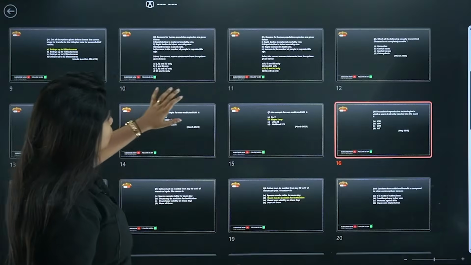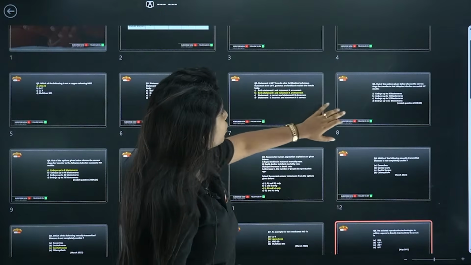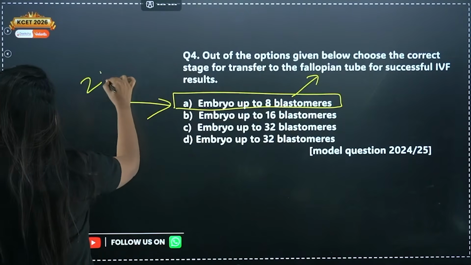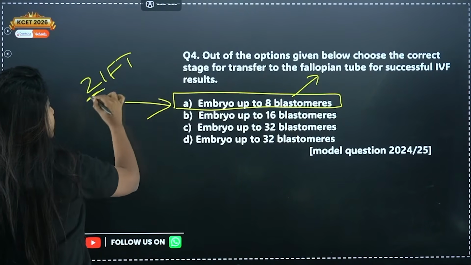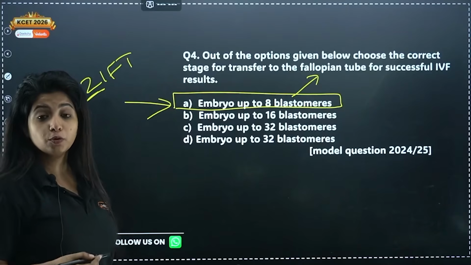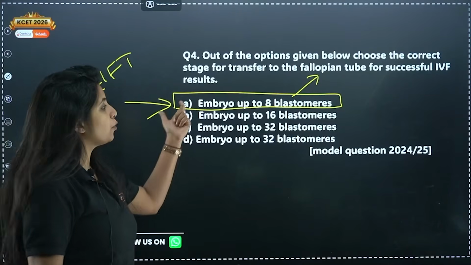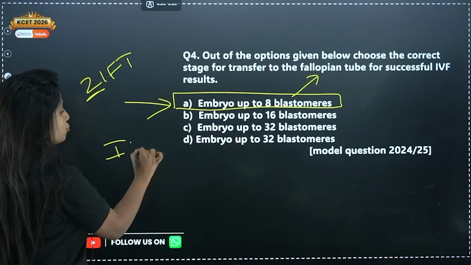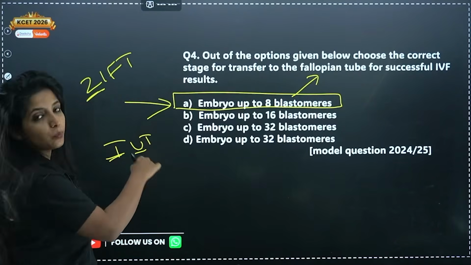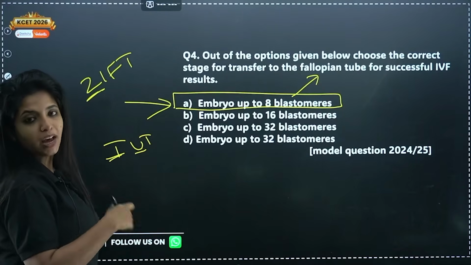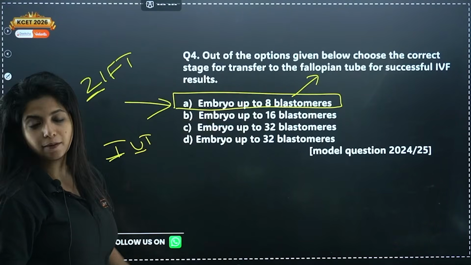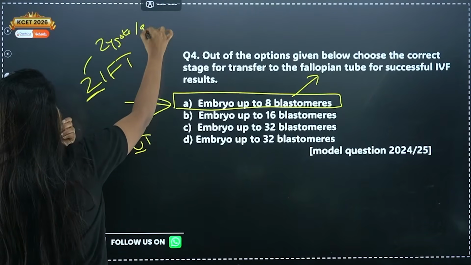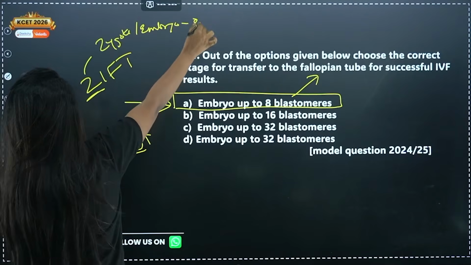So over here we discussed a question where the embryo is put inside the fallopian tube. This is an example of ZIFT, zygote intrafallopian transfer. Inside the fallopian tube, you're transferring the zygote, or it can be an embryo up to 8 blastomere stage. If it's more than 8 blastomere stage, then you do intrauterine transfer. Inside the uterus you put, instead of the fallopian tube. That again is an embryo, but more than 8 blastomere stage. So always remember, ZIFT is not just zygote, but also embryo up to 8 blastomere stage.